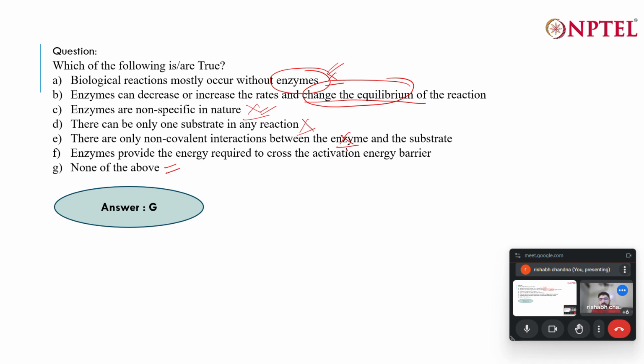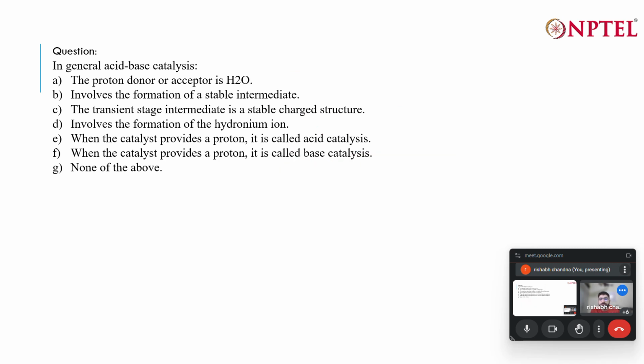Enzymes provide the energy required to cross the activation energy barrier? No. Enzymes basically help them to interact. The energy required to cross the activation energy barrier is between the reaction that helps the enzyme to substrate, followed by the formation of the product. So this is also false. Let's move on to the next question.